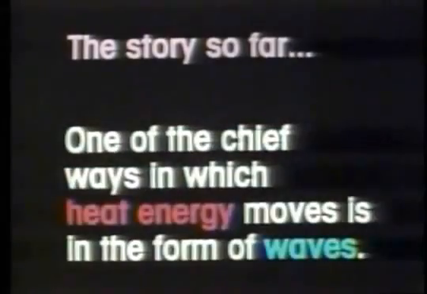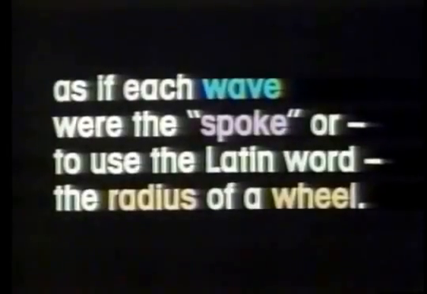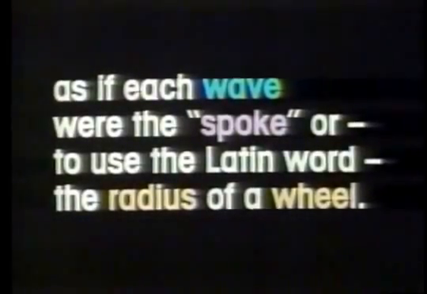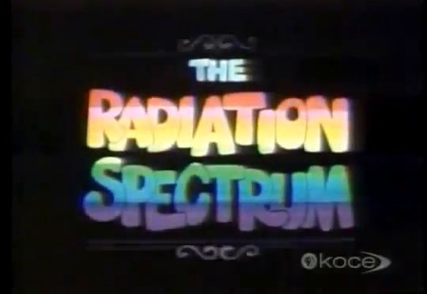Story so far. One of the chief ways in which heat energy moves is in the form of waves. Sources of heat, such as the sun, or a fire, or a stove, send out these waves in all directions, as if each wave were the spoke, or to use the Latin word, the radius of a wheel. This is why this third kind of heat transfer is called radiation. And now, the radiation spectrum.